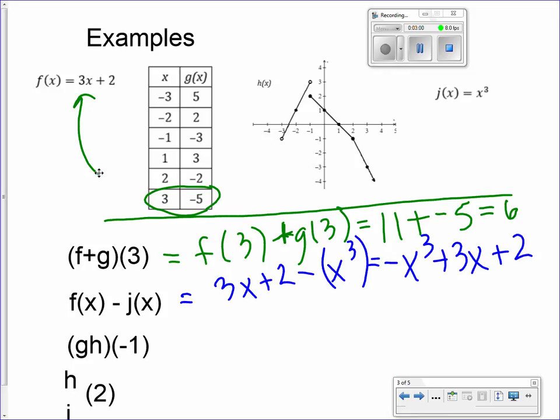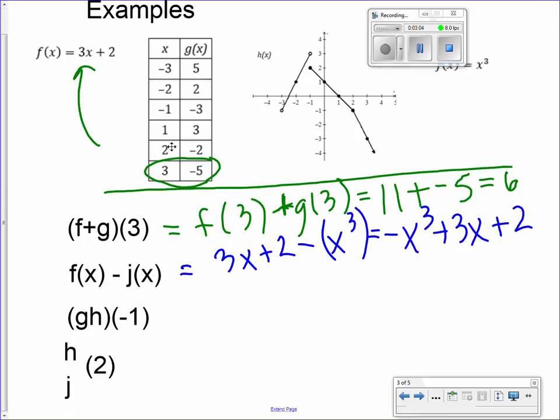So we have an example of addition. So not of addition, of multiplication. G times h of negative 1. So again, we can rewrite that like that. And we see that g of negative 1, again, going to the table, is negative 3.